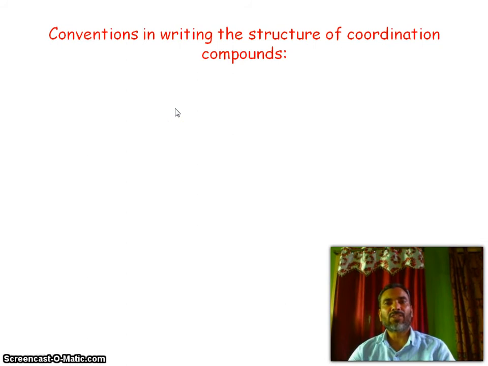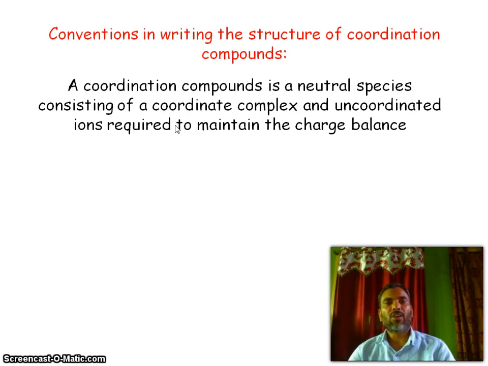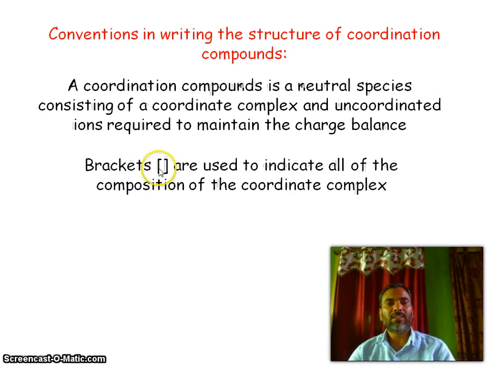Convention in writing the structure of a coordination compound. A coordination compound is a neutral species. That is important. Concentrate on neutral species consisting of a coordinate complex and uncoordinated ions required to maintain the charge balance. So you see this big bracket. Everywhere in inorganic chemistry you will find this one, so keep it in mind. Brackets are used to indicate the composition of the coordination compound. Right friends? Remember this bracket.